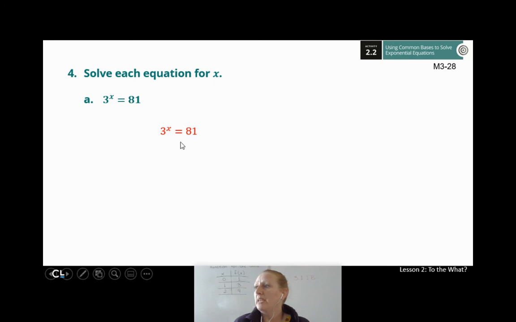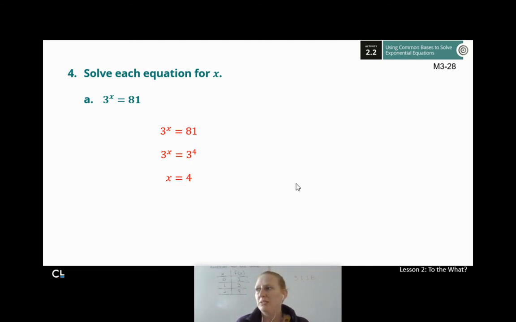So here I have 3 to the x power, and I thought, I could rewrite that 81 with a base of 3. And I realized 3 times 3 is 9, times another 3 is 27, times another 3 is 81. Oh, look at that. So 3 to the 4th power it shall be, because 81 can be rewritten as 3 to the 4th power. My bases are now the same, so I can say that x equals 4. Yay.